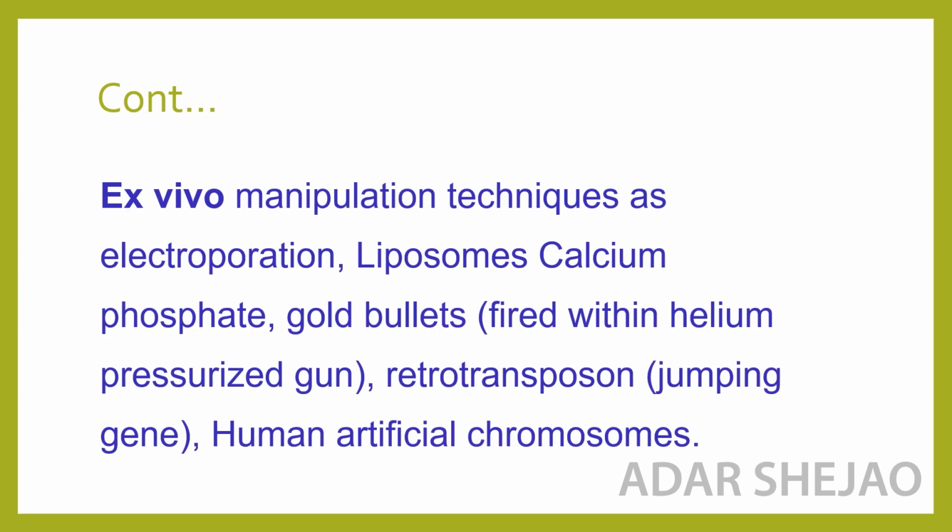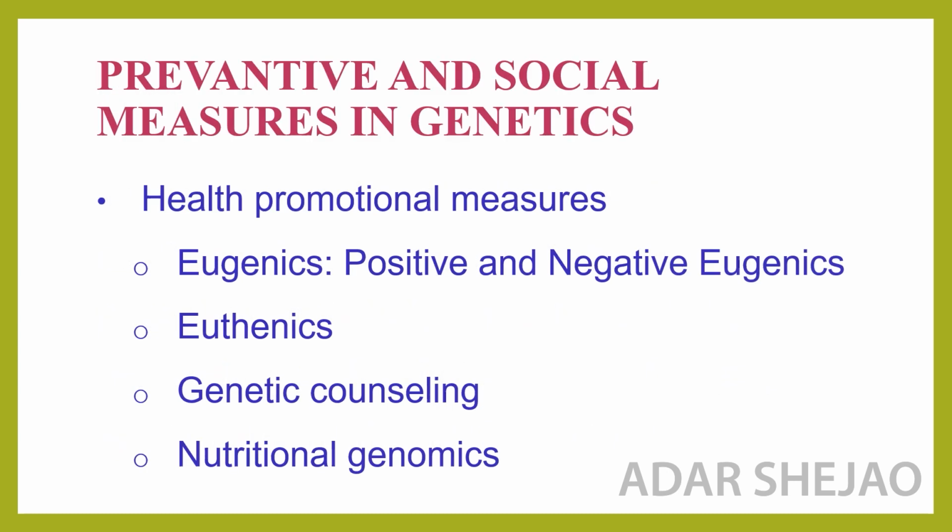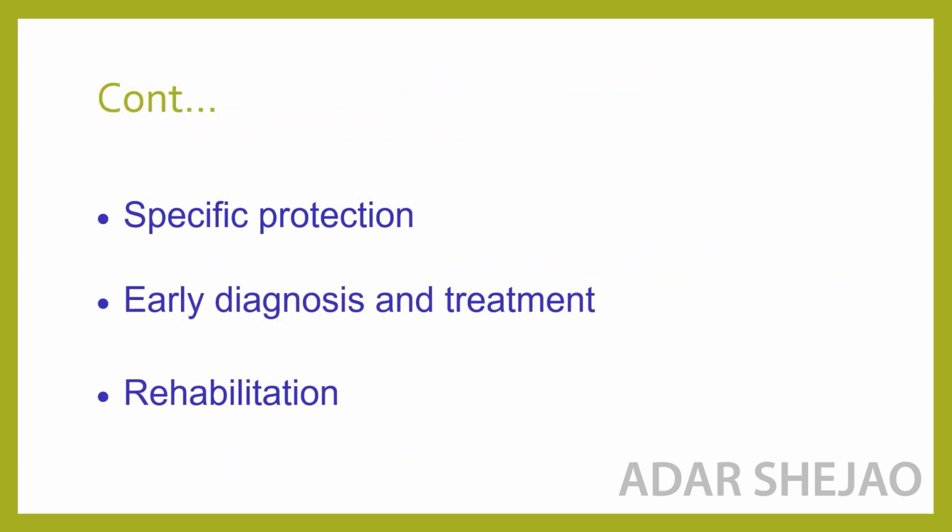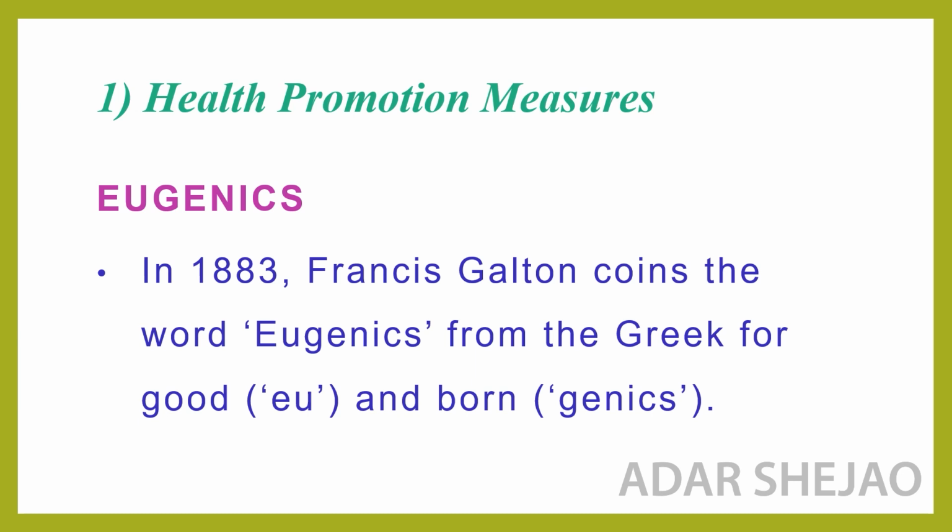Ex vivo manipulation techniques include electroporation, liposomes, calcium phosphate, gold bullets fired within a helium pressurized gun, retrotransposon, jumping gene, and human artificial chromosomes. Preventive and social measures in genetics: health promotional measures, eugenics, positive and negative eugenics, euthenics, genetic counseling, nutritional genomics; specific protection, early diagnosis and treatment; rehabilitation.